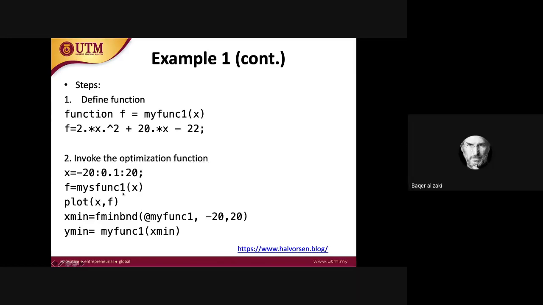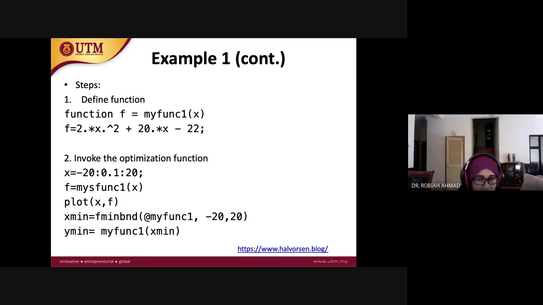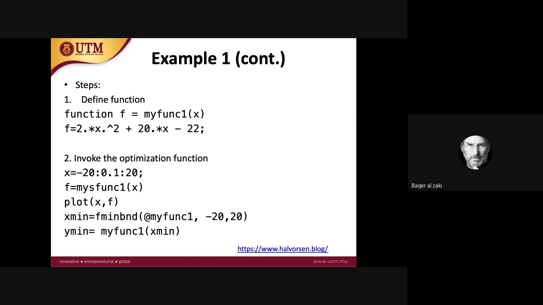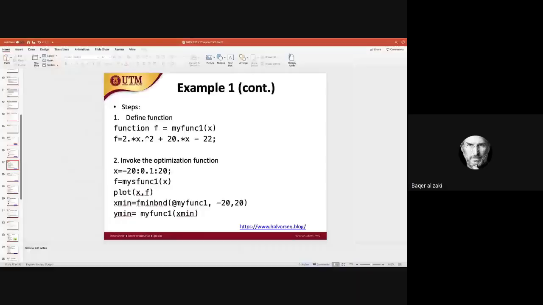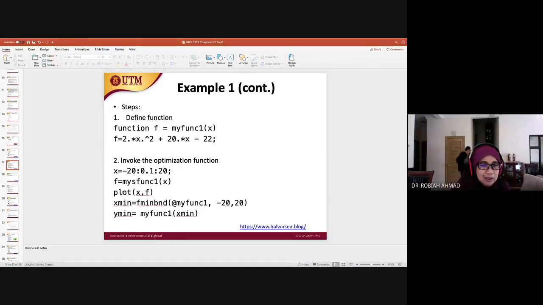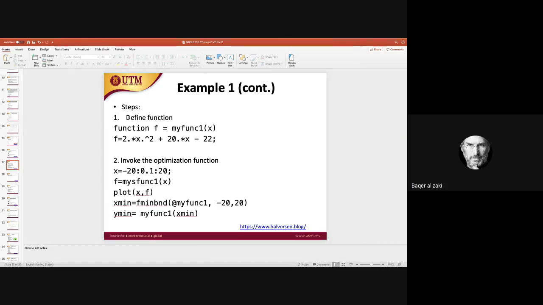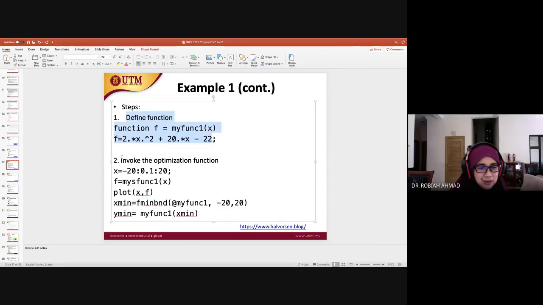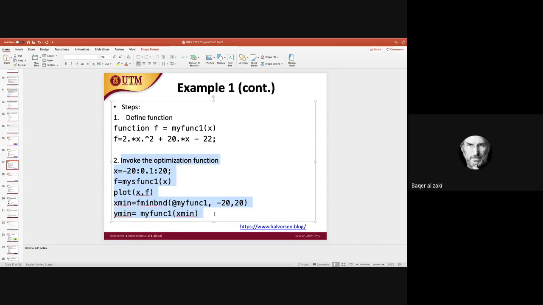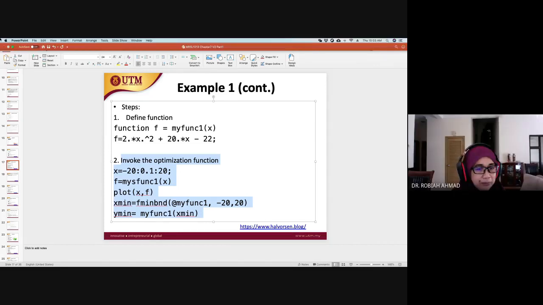And then you want to invoke the optimization function. Either you build another script file, or you can put everything here on the command window. Okay, so let us start. Build the function first, and then let us have two files. One is the function file, another one is the optimization file. Okay, class, go back to your Matlab, two files.